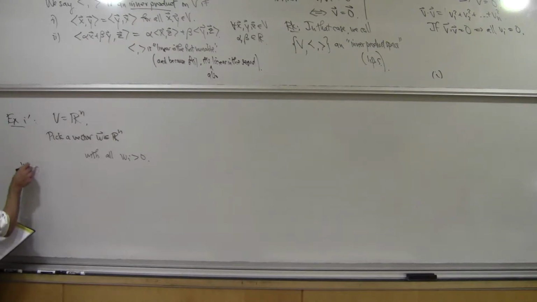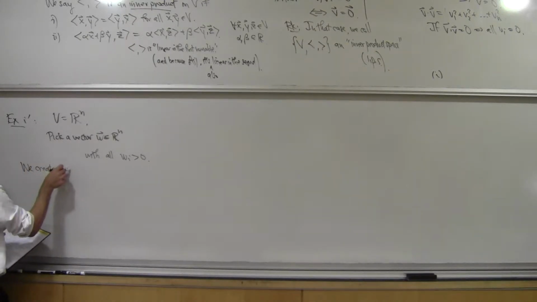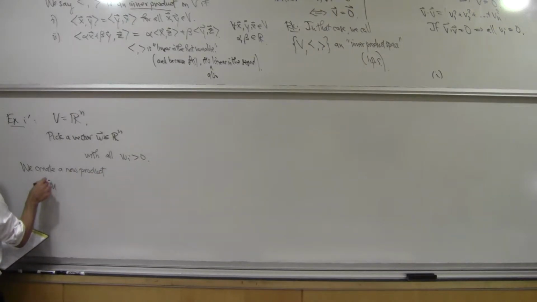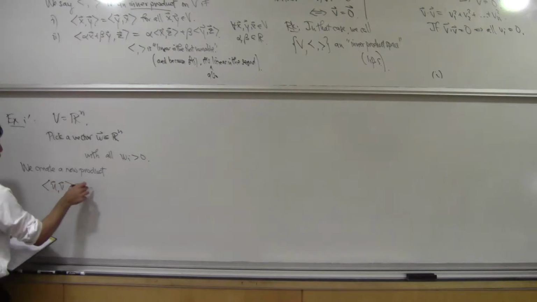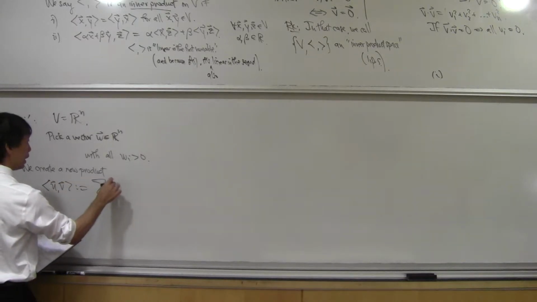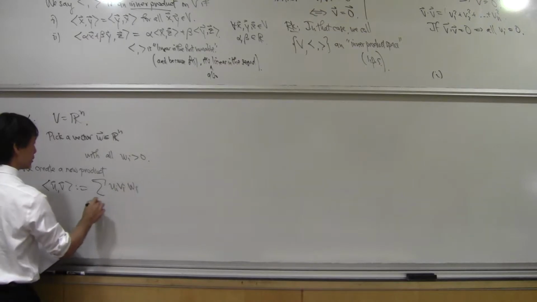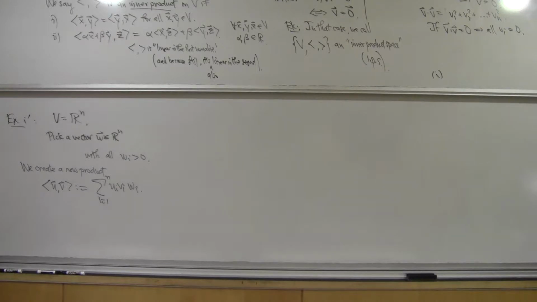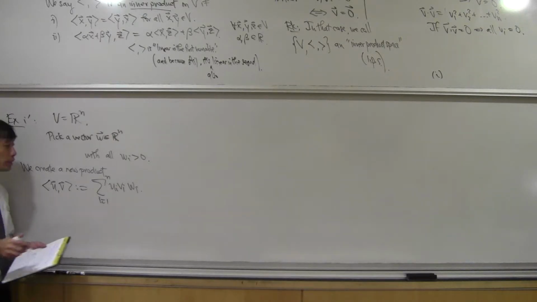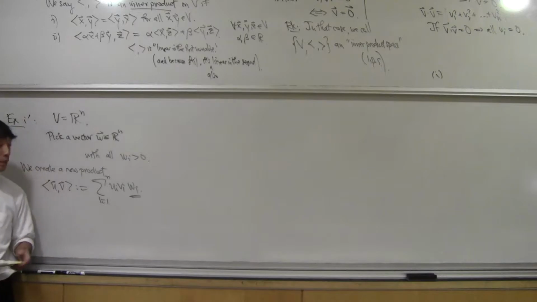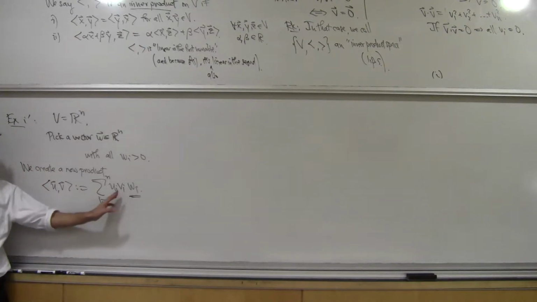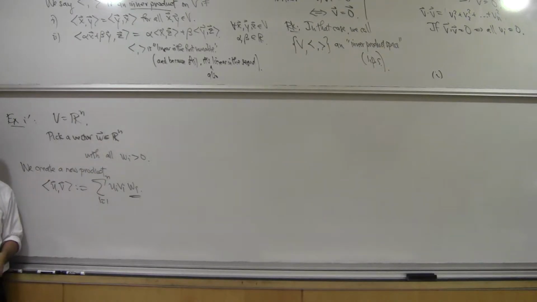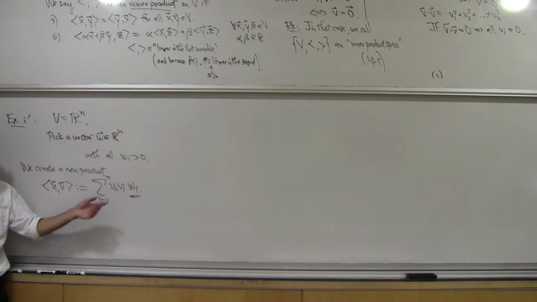We create a new product, ⟨U, V⟩, defined as the summation of u_i v_i w_i. So you see the difference is that we multiply the products by these numbers.